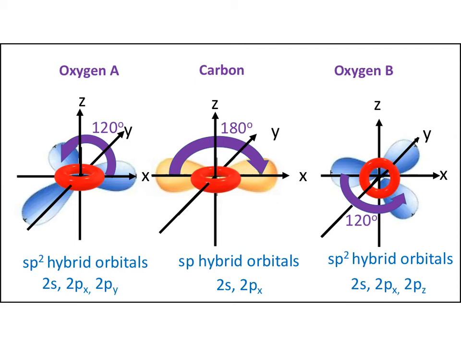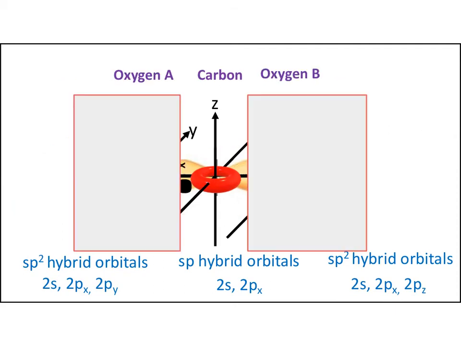I've also added in the angle between the lobes of the hybrid orbitals. For oxygen, with sp2 hybrids, it's 120 degrees, and for carbon with sp hybrid orbitals, it's 180 degrees. So let's try and put our three atoms together now.